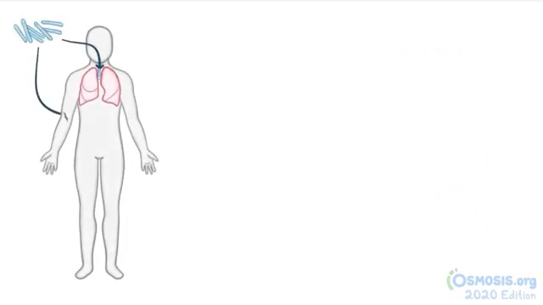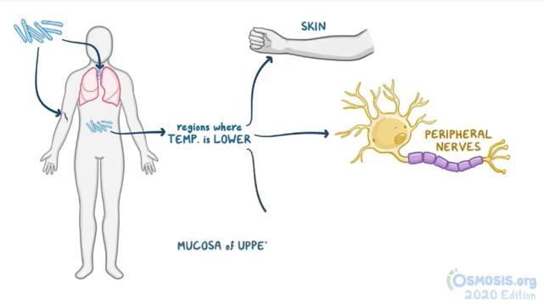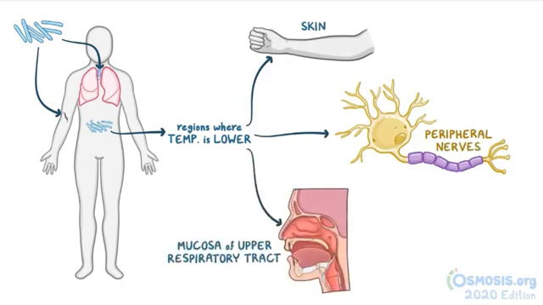Now, Mycobacterium leprae can enter the body through the lungs or broken skin. Once inside the body, it goes for regions in which the temperature is lower than the rest of the body, like the skin, peripheral nerves, and mucosa of the upper respiratory tract. So the bacteria goes for the Schwann cells of peripheral nerves.